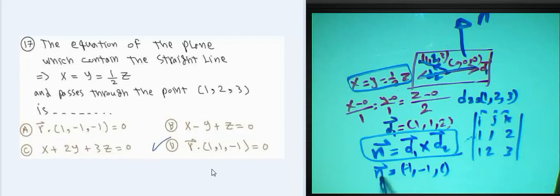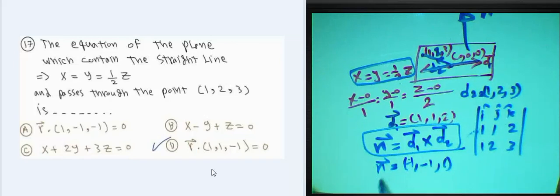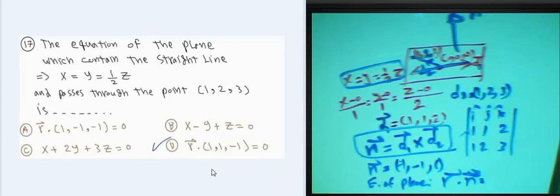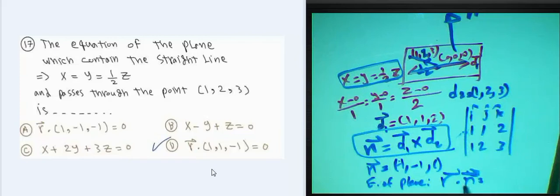Okay, then with vector n, we can write the equation of the plane. The equation of the plane, we know, is r dot n equals p dot n, the dot product with the point p. This is the equation of the plane.